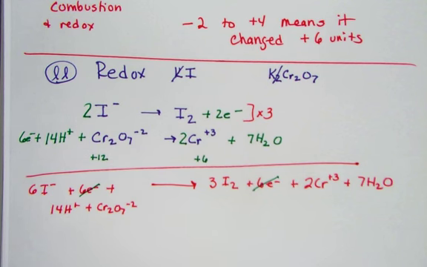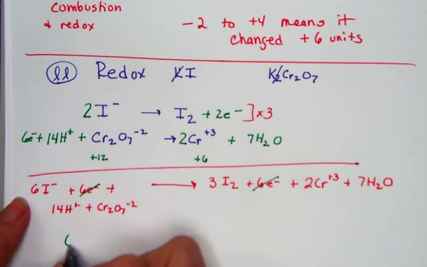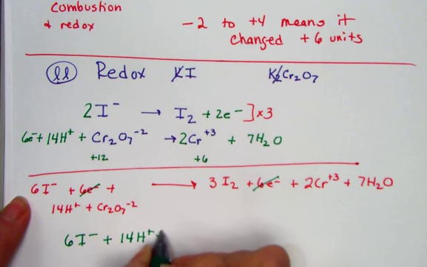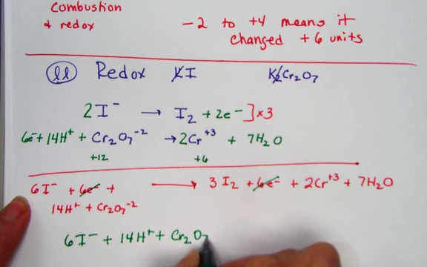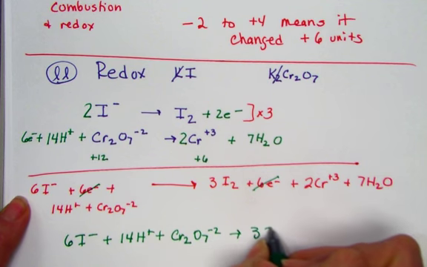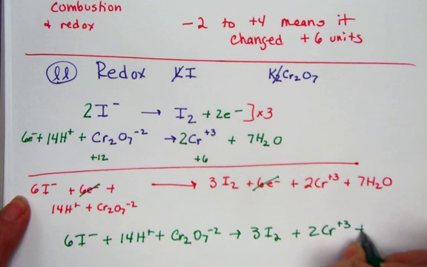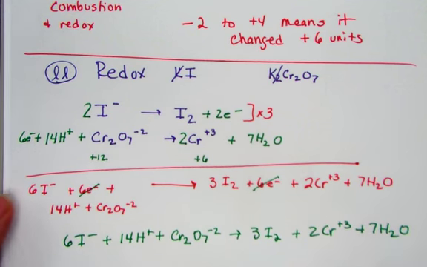and that to me looks like it. That's it. So our final answer shows 6 iodides plus 14 hydrogen ions plus the dichromate polyatomic forming 3 iodine molecules, 2 chromium +3 ions, and 7 waters.